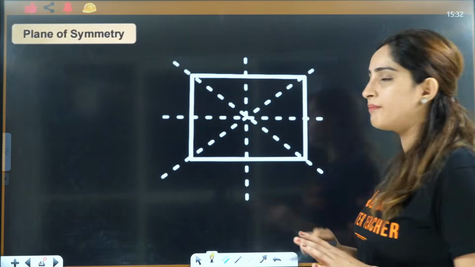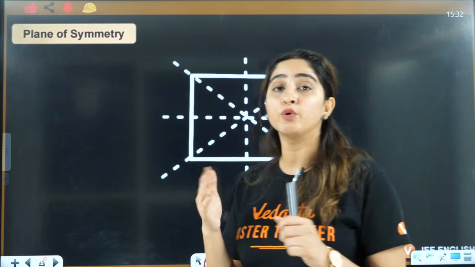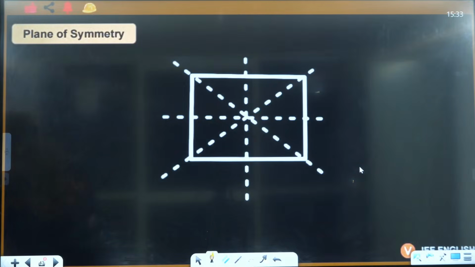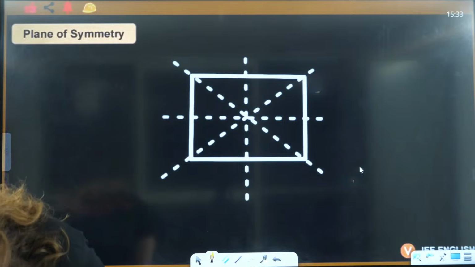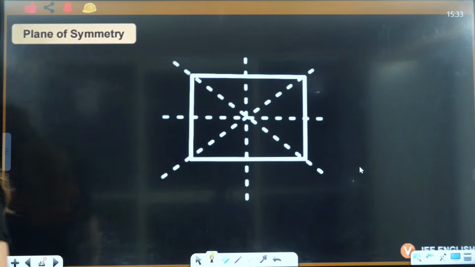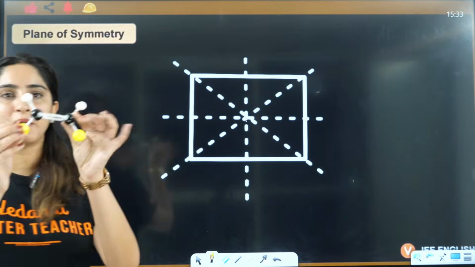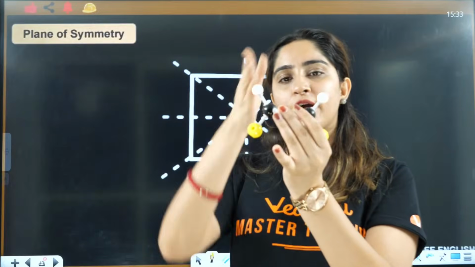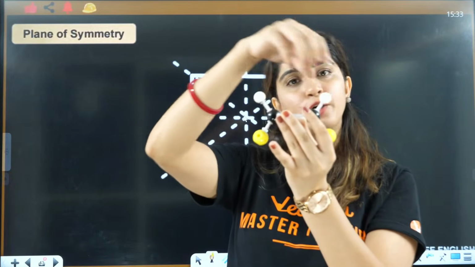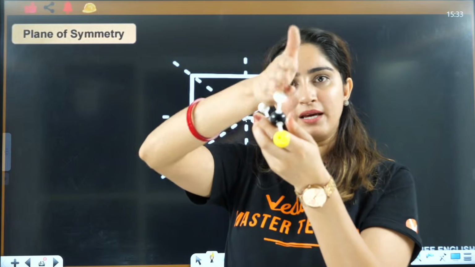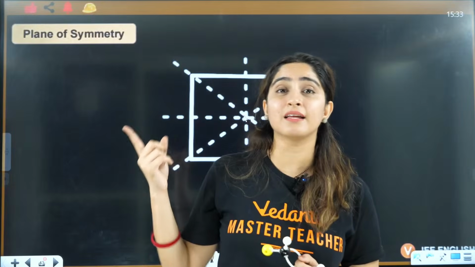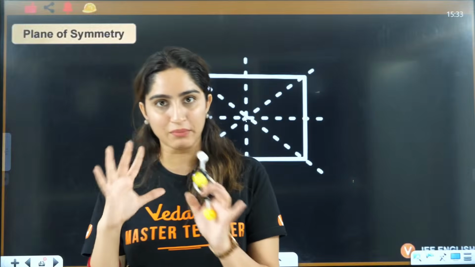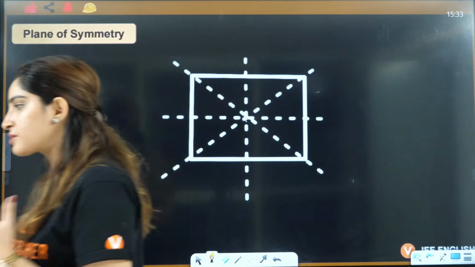Plane of symmetry means when you can pass a plane which can divide the molecule into equal halves. Let's talk about this particular molecule here. If I pass a plane from here, I can divide it into equal halves. If I pass a plane from here, I can divide it into equal halves, right? If you remember, we used to do this in coordination chemistry also. So the same thing we are going to do here. This is going to be very interesting.